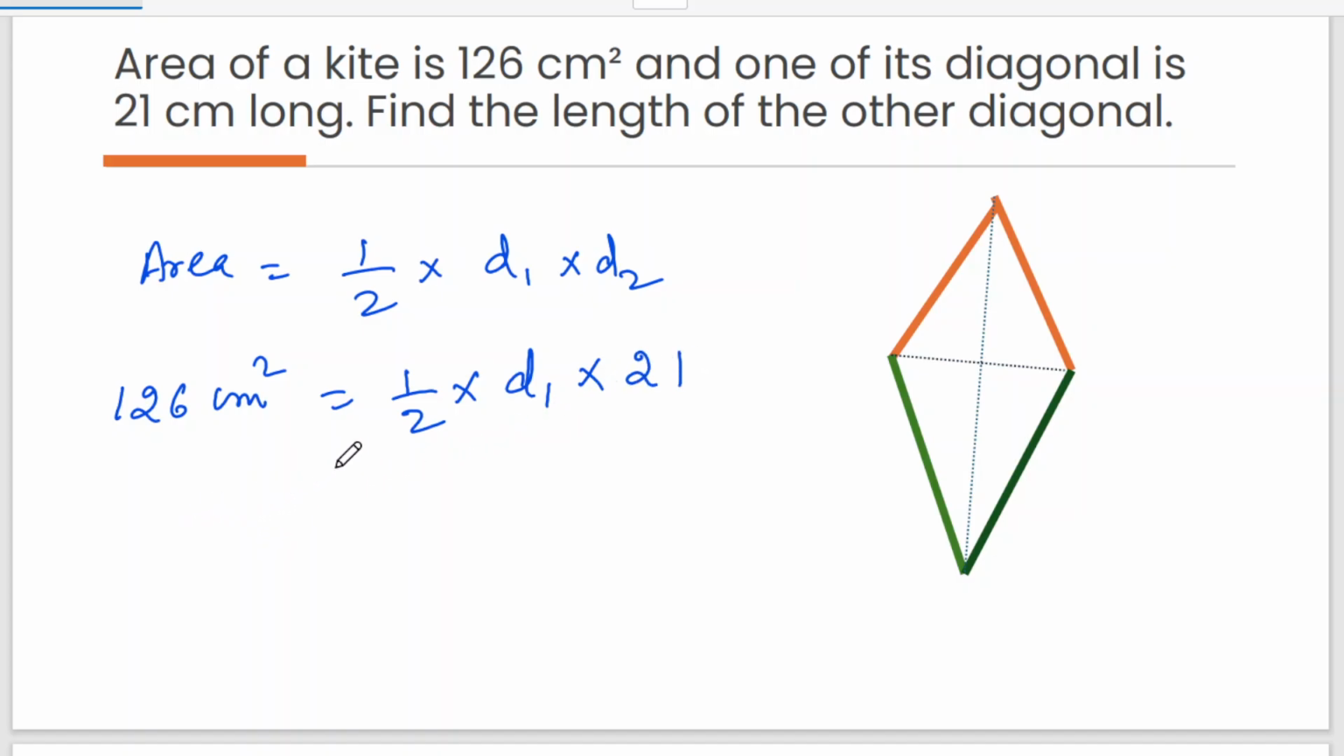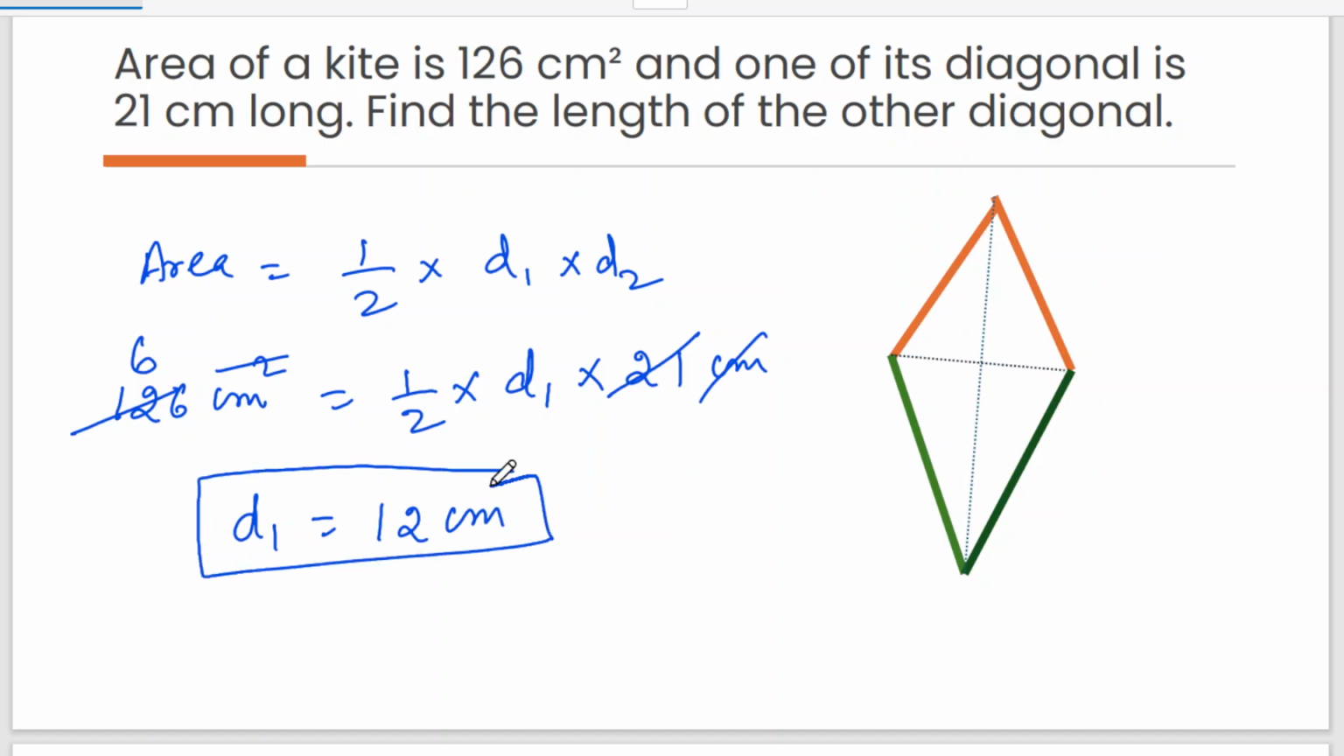Okay. Now, can you cancel this? You can cancel this off 6 times. So your D1 will be equal to, sorry, not under root, it is 12. This is also centimeter, you cancel out, you will have 12 centimeter. So D1 is your 12 centimeter.